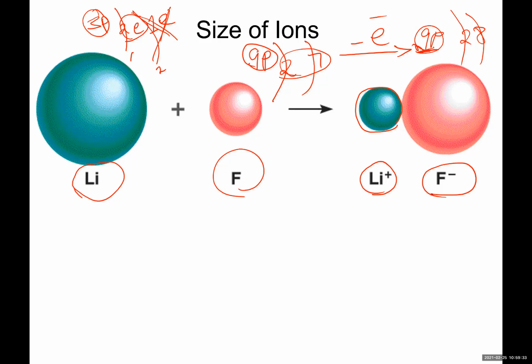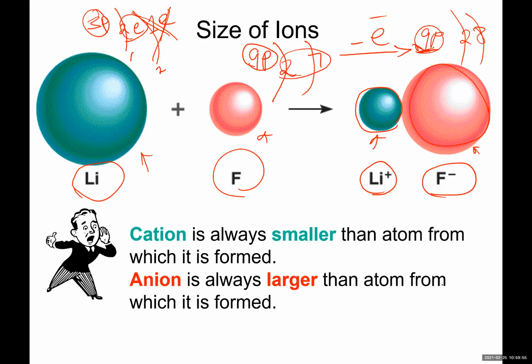So anions are larger than their atom. Cations are smaller than their atom. I hope this makes sense. So a cation is always smaller than the atom from which it is formed, and an anion is always larger than the atom from which it is formed.